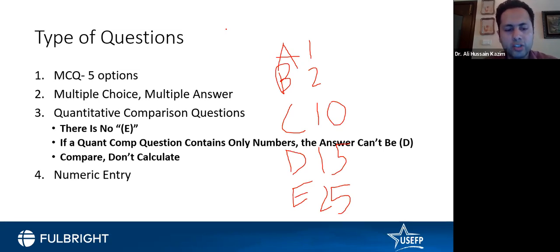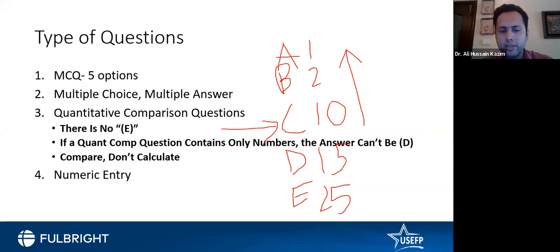So always start with option C, that if you have to substitute, substitute with option C. After substituting it, you would know whether you need to substitute something that is above or something that is below.